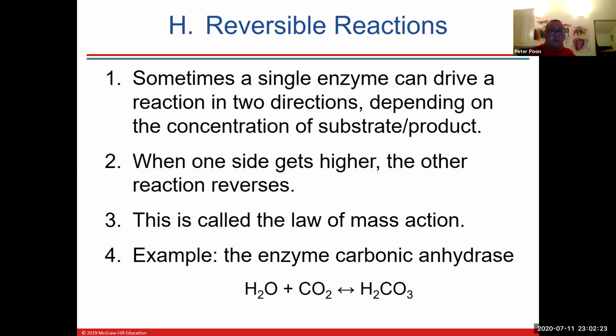Okay. Sometimes a single enzyme can drive a reaction in two directions depending on the concentration of substrate and product. That's something called Le Chatelier's principle, actually. If you get more A, you automatically make B. If you get more B, you automatically make A. It's kind of weird.